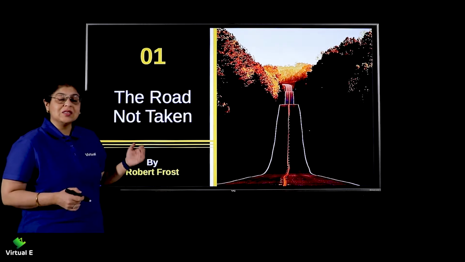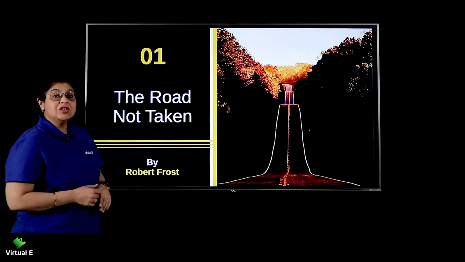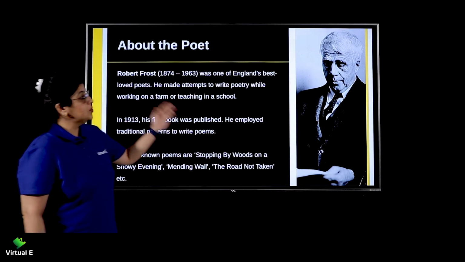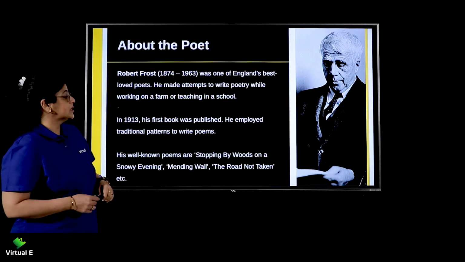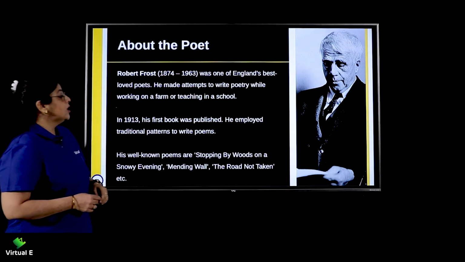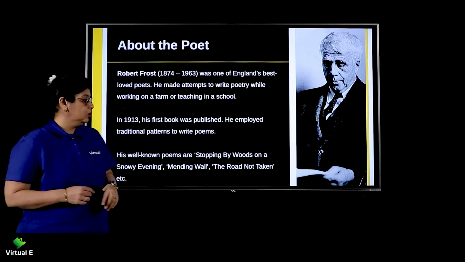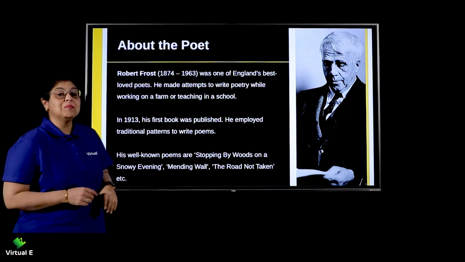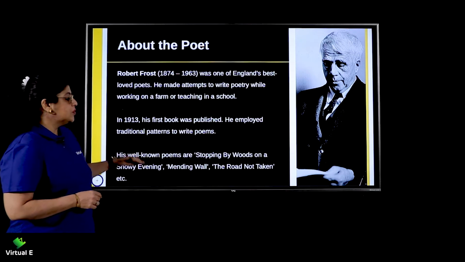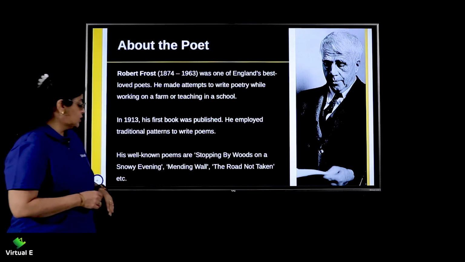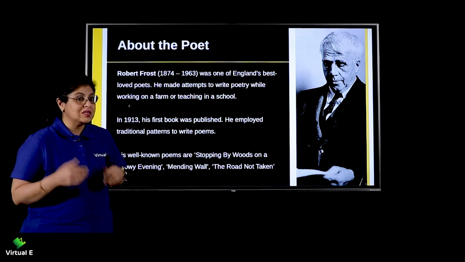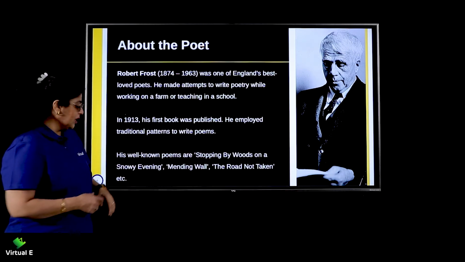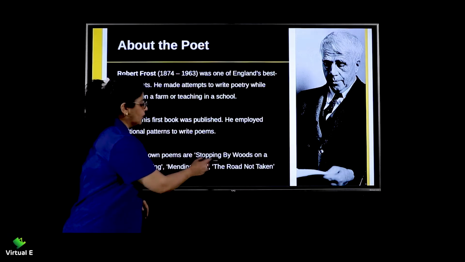Now, as always, just like we have done our lessons, we first shall know about the poet Robert Frost. The background: he was one of England's best loved poets. He made attempts to write poetry while working on a farm or teaching in a school. In 1913, his first book was published. He employed traditional patterns to write poems. His well-known poems are Stopping by Woods on a Snowy Evening. I'm sure you still remember doing this poem. We had just done it. Mending Wall, The Road Not Taken, which we are going to do right now, and many more.